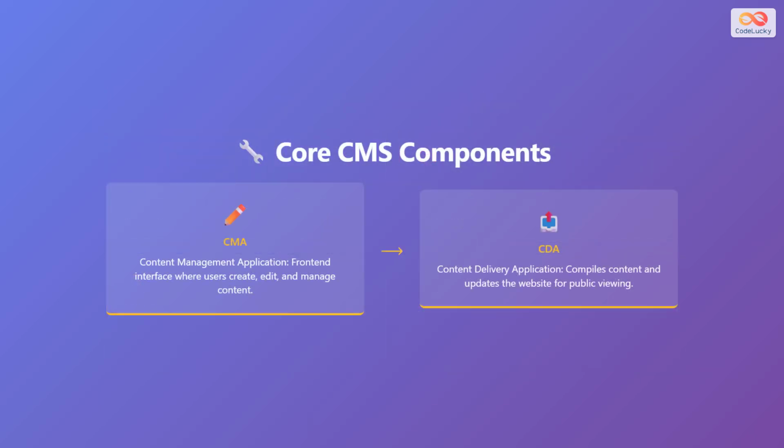Every CMS has 2 main components working together. The Content Management Application, or CMA for short, is the user interface where writers and editors create and edit content. It is the front-end tool that people interact with daily. The Content Delivery Application, or CDA, is the backend system that publishes and displays the content to website visitors. The CMA feeds information to the CDA, which then updates the live website. These 2 components work seamlessly together to create a complete content management solution.